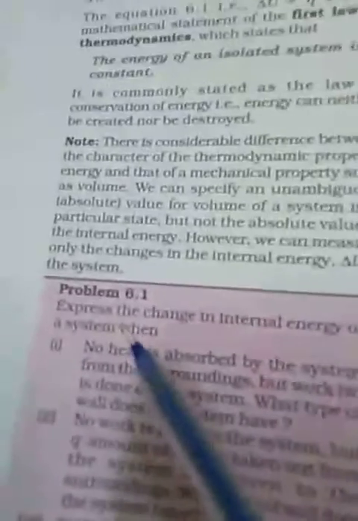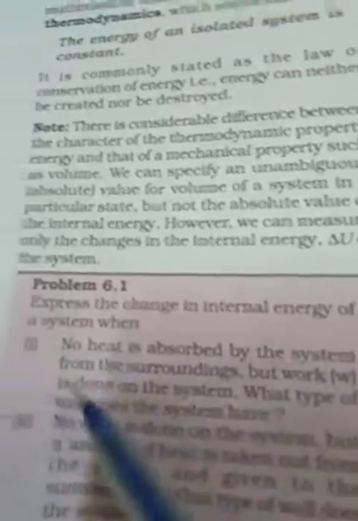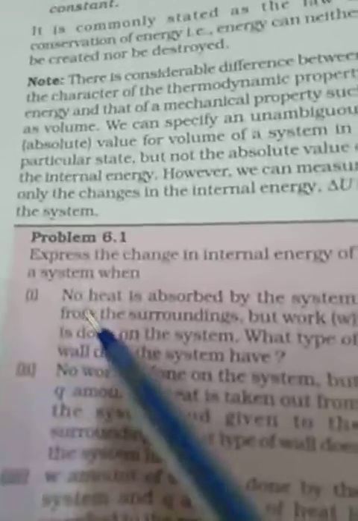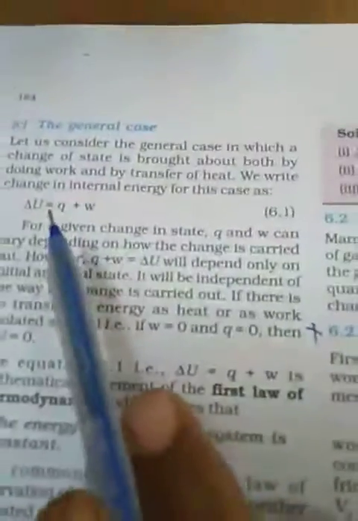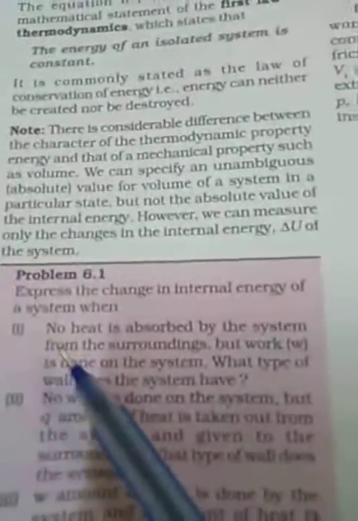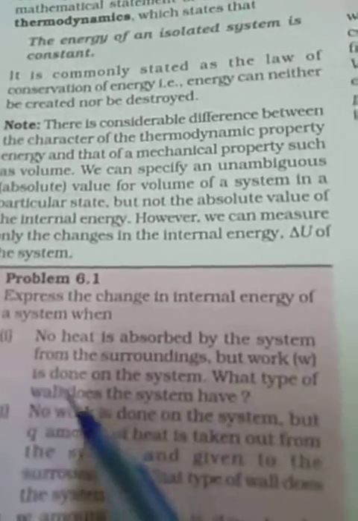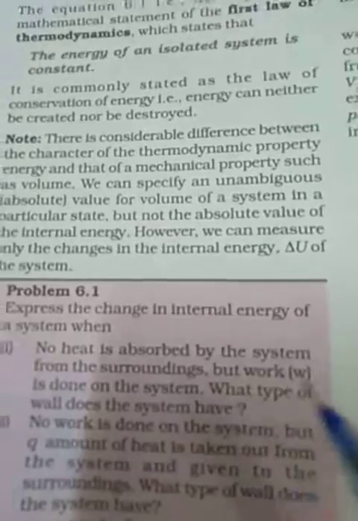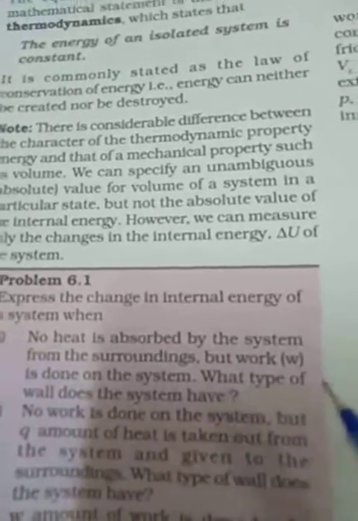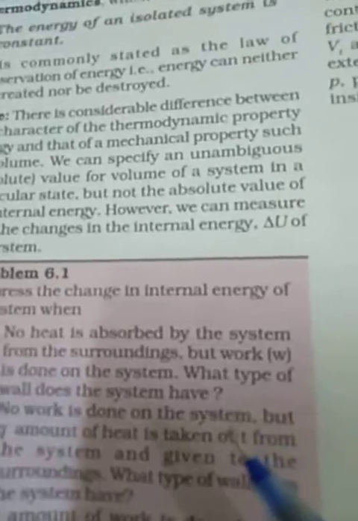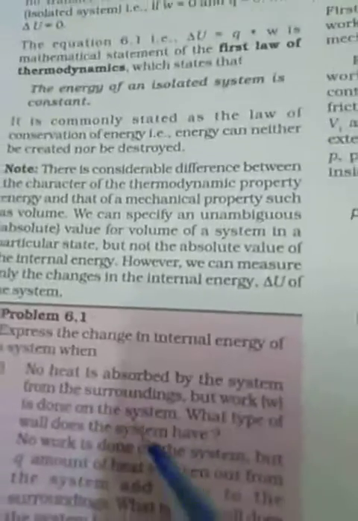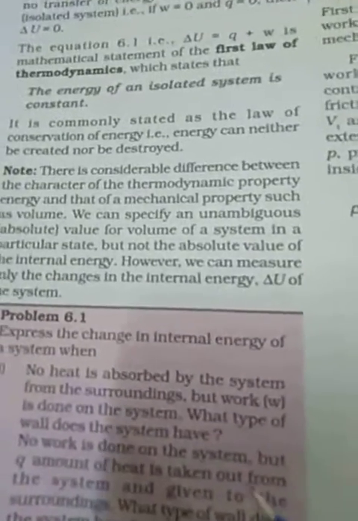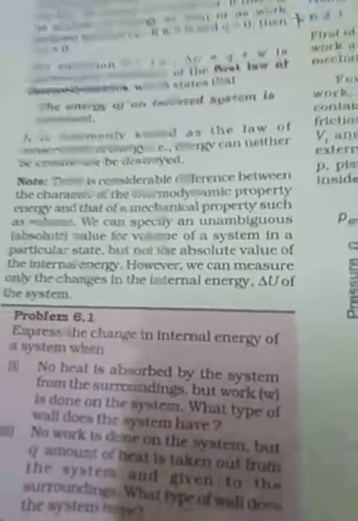Now we are doing our problem 6.1. Express the change in internal energy of a system when, first, no heat is absorbed by the system from the surroundings, but work W is done on the system. What type of wall does the system have? Okay, I am asking, I taught you the walls. So when no heat is absorbed by the system from the surroundings, but work is done on the system.